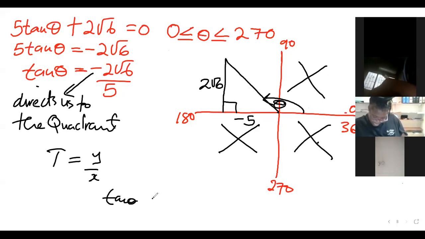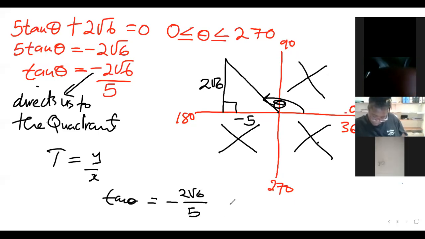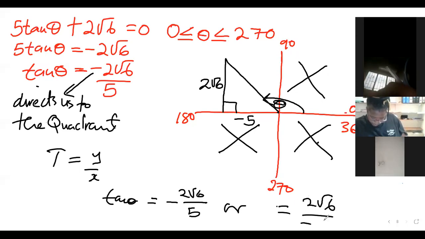You can say tan theta is equal to negative 2 root 6 over 5, or you can write it as equal to 2 root 6 over negative 5, whichever way. This, that, or that, they all mean the same thing. Now you need to be careful by knowing where you find the negative side and the positive side for x and for y.